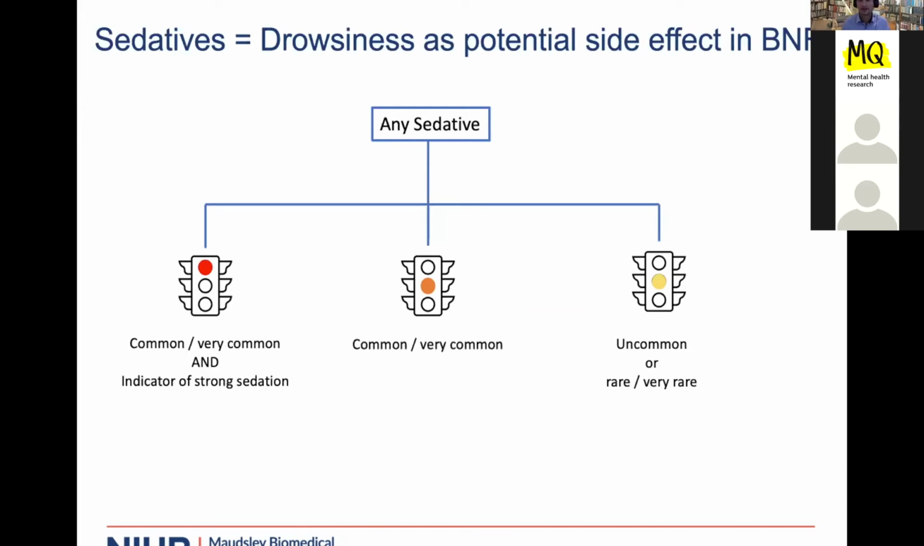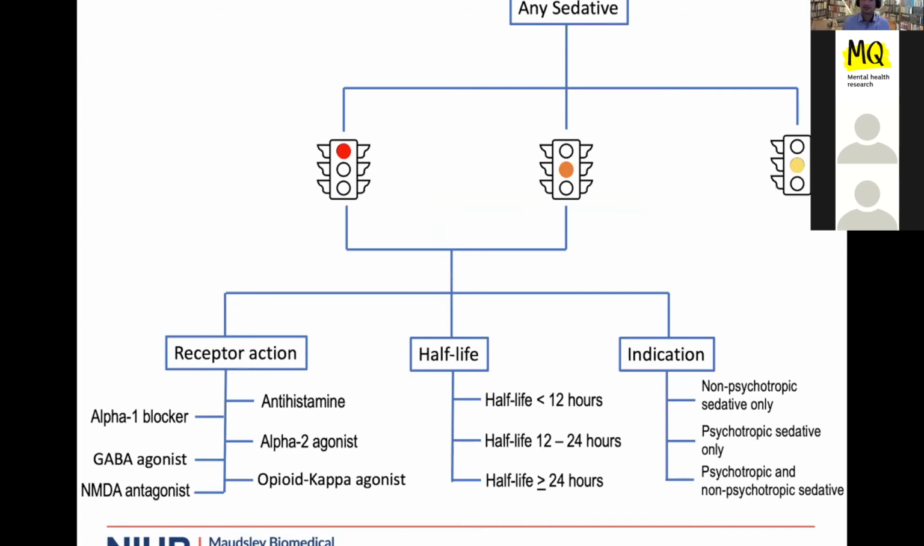And then the other medications in the yellow group, sedation was uncommon or very rare in the BNF. We went a little bit further and also looked in the common and very common group, also red and amber, also at receptor actions, and looked at certain receptors on which this medication acts according to DrugBank Canada. We looked at the half-life of the medication, if that played a role, and grouped it into under 12 hours, 12 to 24 hours, or more than 24 hours.